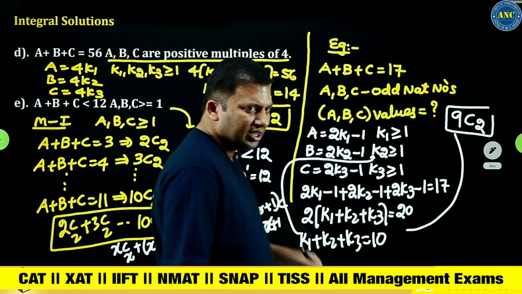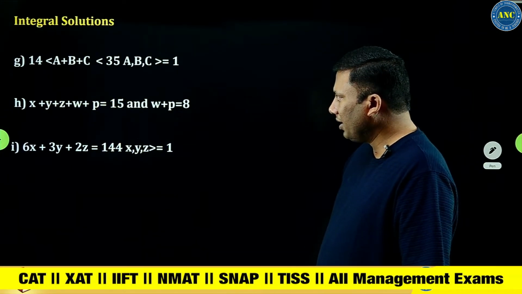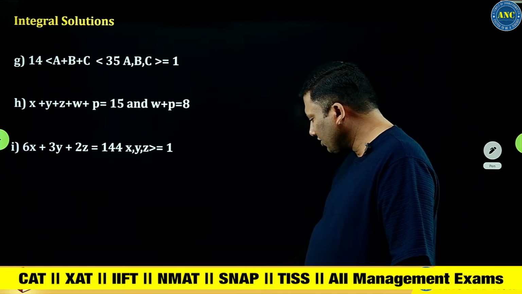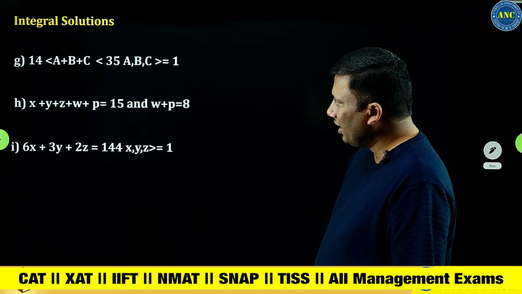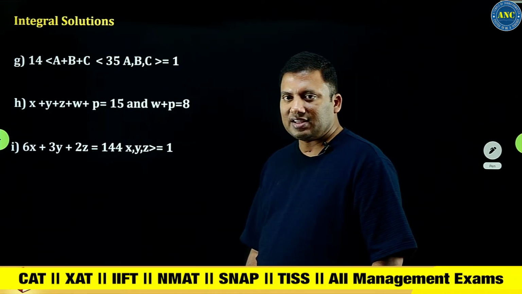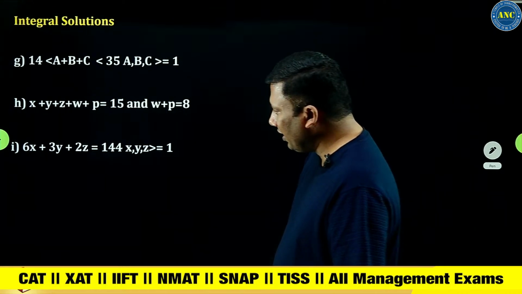A, B, C, D, E, F. If any other models are there, I am sure we will solve these 3 questions also. These: a plus b plus c less than 35. G, H and I. I see here, sir.